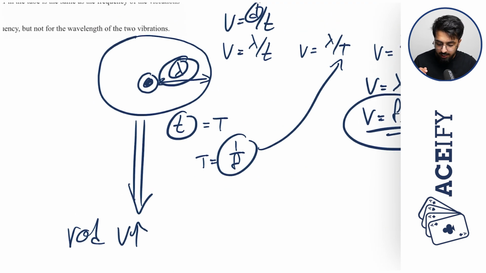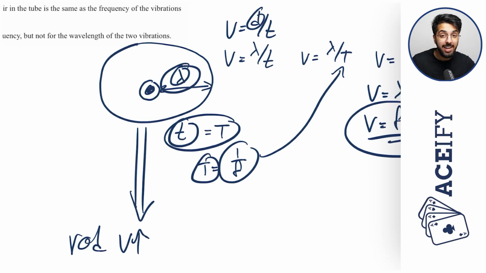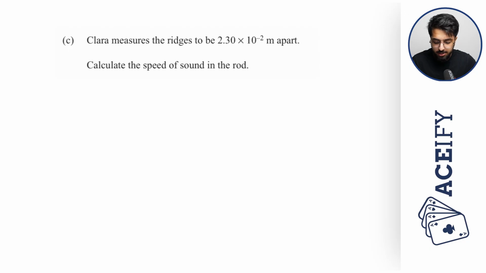Okay, all right, because again, our frequency is the same, and therefore we're going to have the same period because our period is equal to 1 over the frequency, okay? And so therefore the wavelength in our steel rod is going to be shorter compared to that of the air in the tube. Clara measures the ridges to be 2.3 times 10 to the negative 2 meters apart. Calculate the speed of sound in the rod.